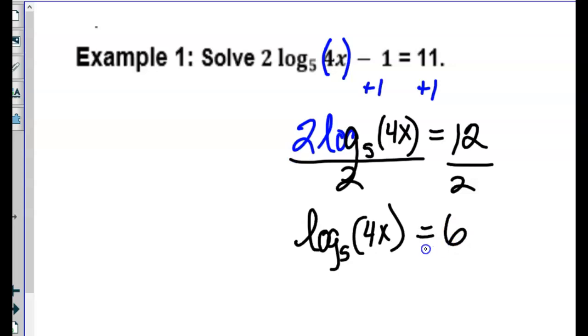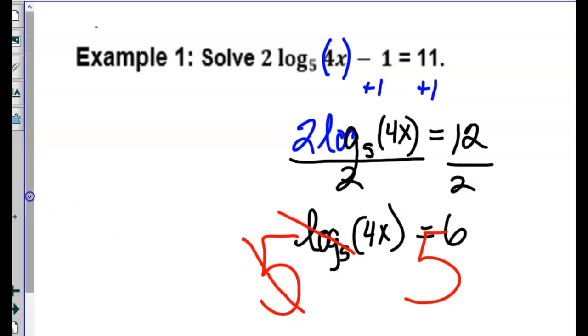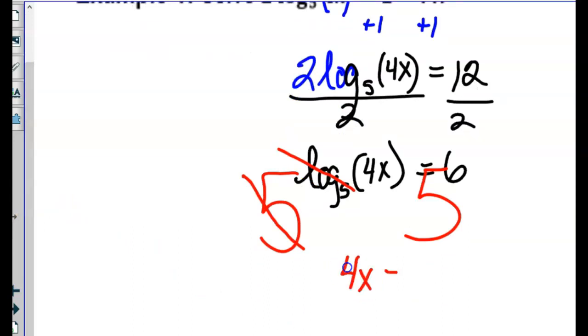Now, yesterday I made a big deal about, I like to think of this as rewriting. I think of it as 5 to the 6th power equals 4x, right? But some of your teachers last year probably just taught you to do this, what they called exponentiate. Did anybody's teacher do that? So then they said this and this undo each other. So you end up with 4x equals 5 to the 6th. That kind of feels like magic to me. You can do it. I'm good with it. But to me, it makes sense that I'm rewriting it. 5 to the 6th power equals 4x. It's exactly the same thing. Okay? I don't care which way you do it.